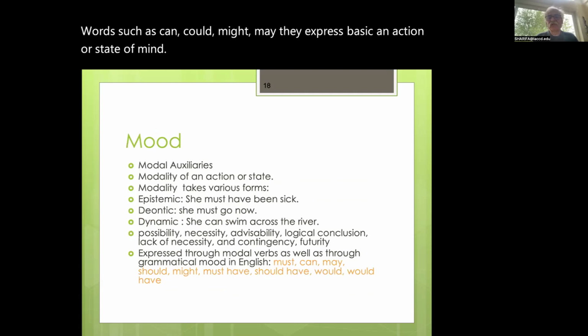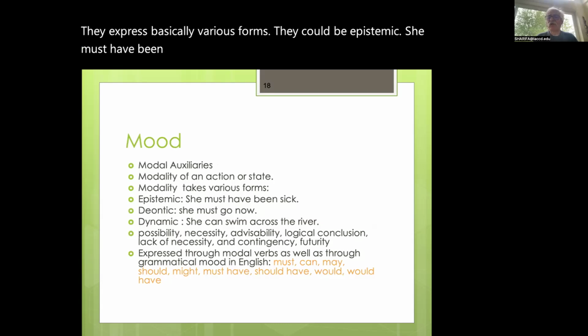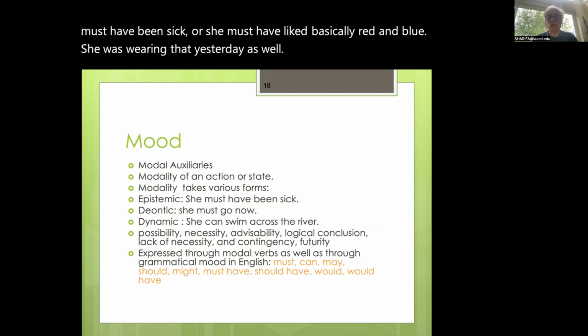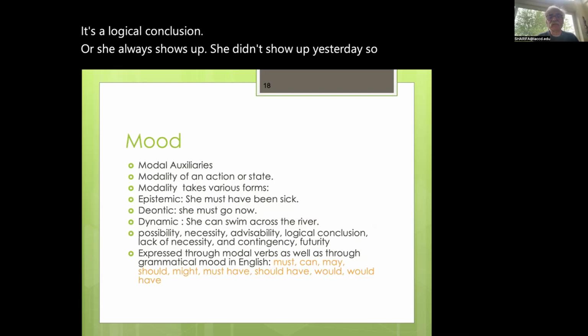They express various forms. They could be epistemic. She must have been sick, or she must have liked red and blue. She was wearing that yesterday as well. It's a logical conclusion. Or, she always shows up. She didn't show up yesterday, so she must have been sick.